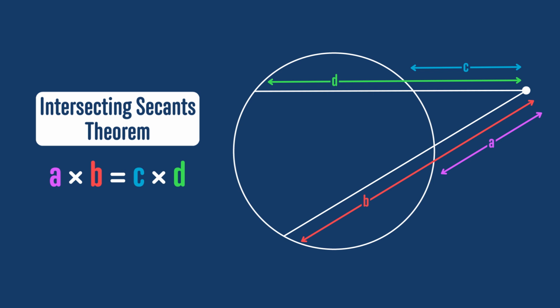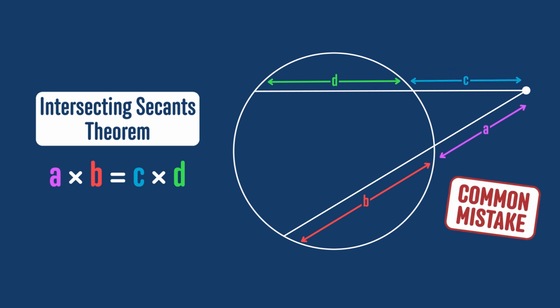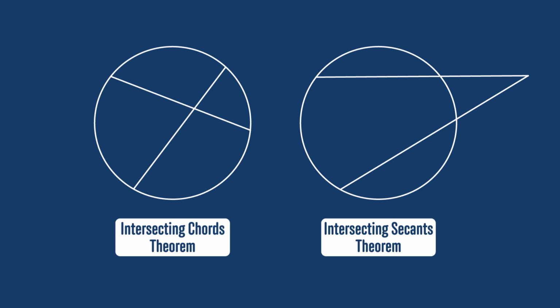This might not look quite the same as the previous case, and the most common mistake students make is to put B and D here instead. But that wouldn't be right, because remember, in the intersecting chords theorem, the distances A and B are the distances from the intersection point to the 2 points where the first chord meets the circle. So to make that the same as in this case for the secants, we need to make one distance the distance from the intersection of the lines to the closer point on the circle, and the other distance the distance from the intersection point to the other point on the circle.